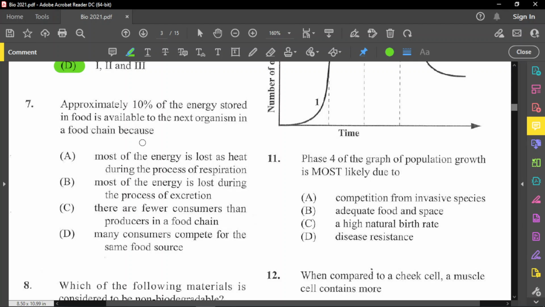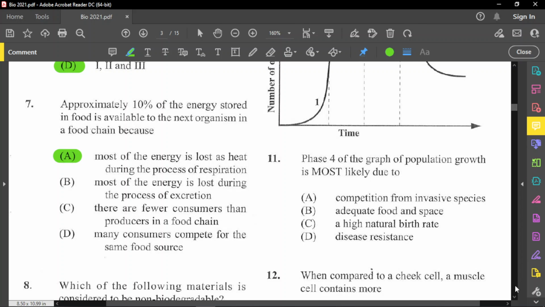All right. And so look at option A. Most of the energy is lost as heat during the process of respiration. And remember now, all activities involving movements and development and so on will require some energy from the process of respiration. So most life activities require energy from respiration. So definitely A looks good so far. And let's look at B. Most of the energy is lost during the process of excretion, which is not true. There are fewer consumers than producers in the food chain, which is not the correct answer. Again, it says many consumers compete for the same food source, which is not true. So number 7, A will be our option.